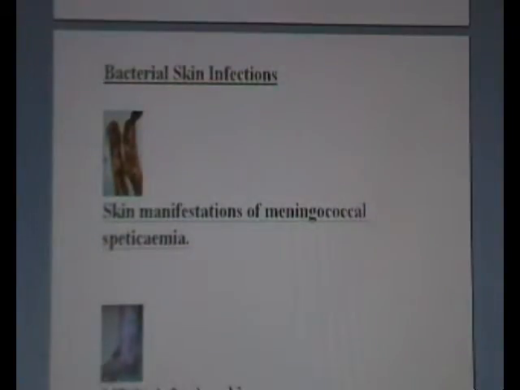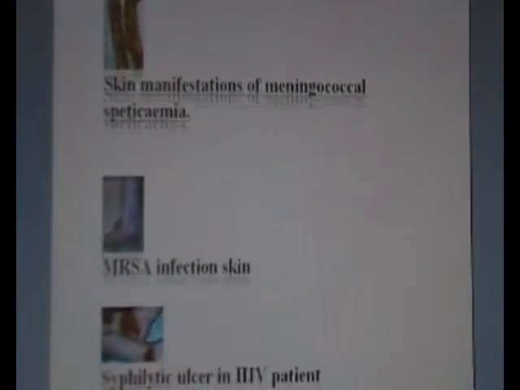Bacterial skin infections, here you see a dramatic skin manifestation of meningococcal septicemia, misspelt there, I'll have to correct it. Look at gangrenous extremities. Well, this is a very extreme condition where the patients can actually die and end up with terminal amputations.